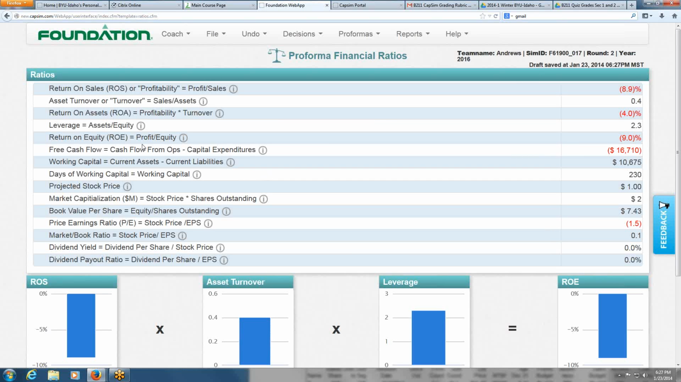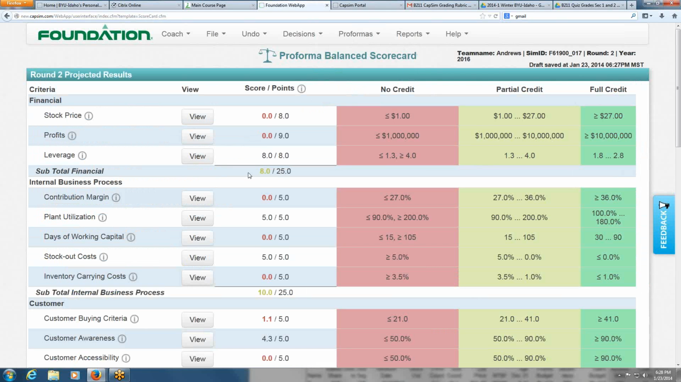So if you look at your ratios, it will tell you what your ROE is, your ROA, what your leverage is, your asset turnover, because it says you need to be in between 1.8 and something, but how do you know what you're at right now? Well, if you look at your ratios and your performance, it will tell you that your leverage is a 2.3. So I want my leverage to be lower. Oh no, my leverage is perfect because it's in between 1.8 and 2.8.